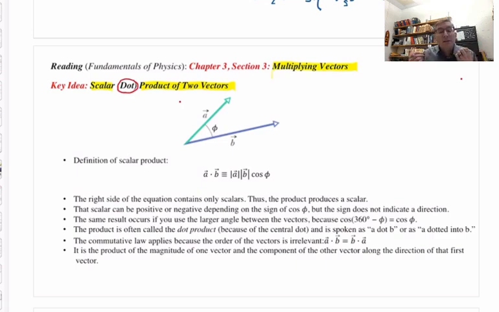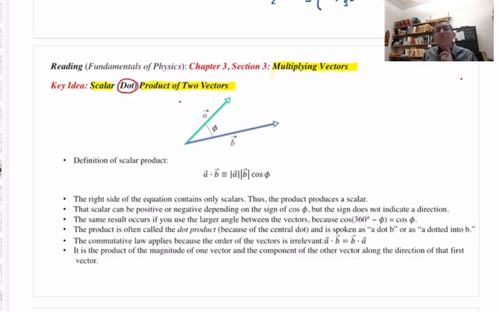They're labeled little a arrow and little b arrow. They can represent any kind of vector quantities whatsoever, and they don't have to be the same type of vectors. A could be an acceleration and B could be a force. Or A could be a velocity and B could be a force. Or A could be a displacement and B could be a force. Or A could be a velocity and B could be a displacement. They can be any vectors whatsoever.